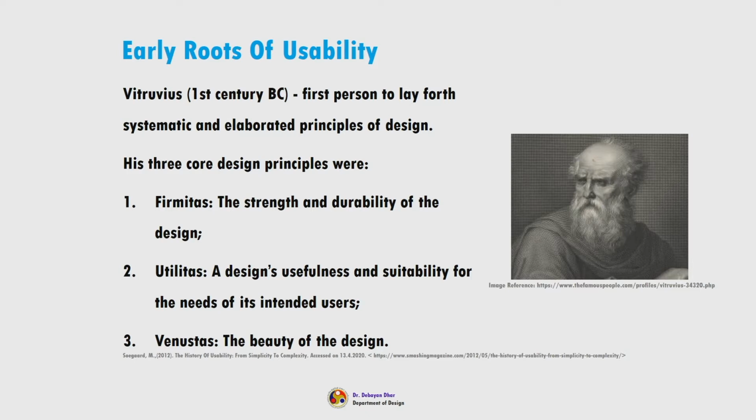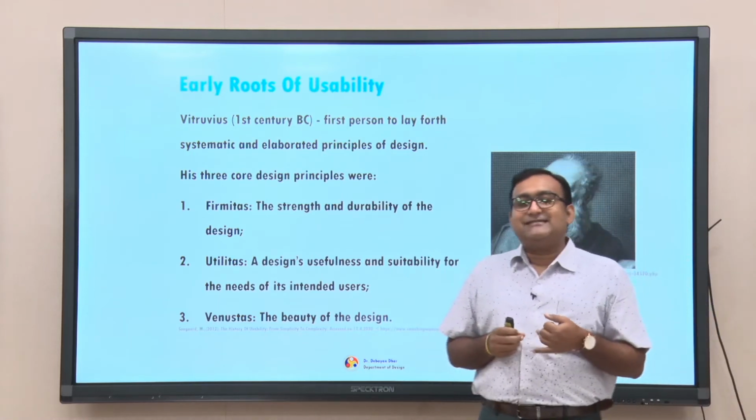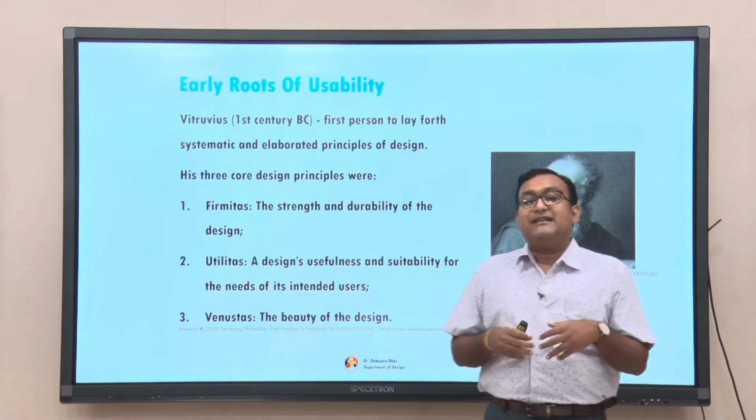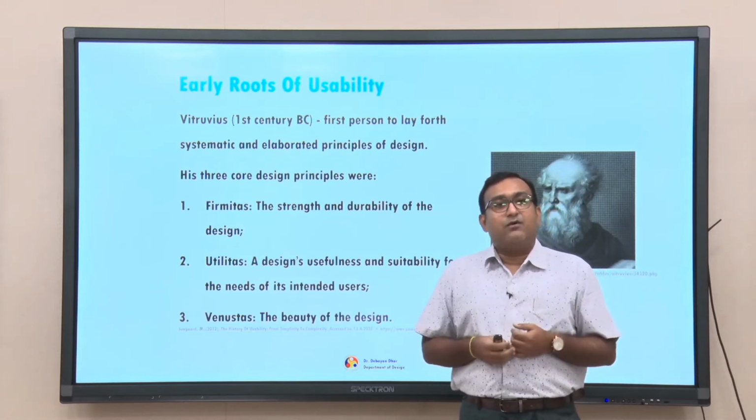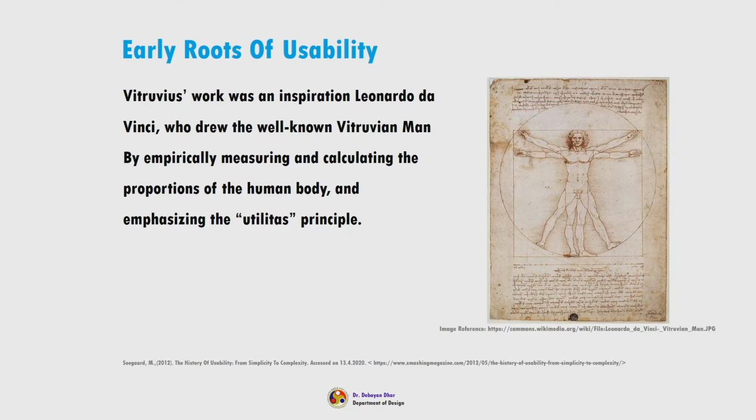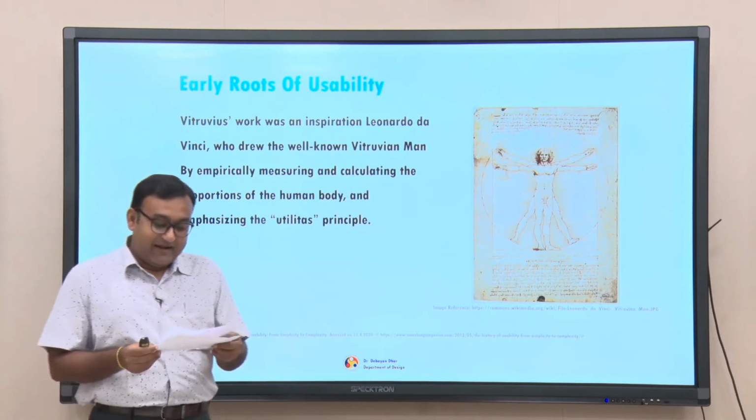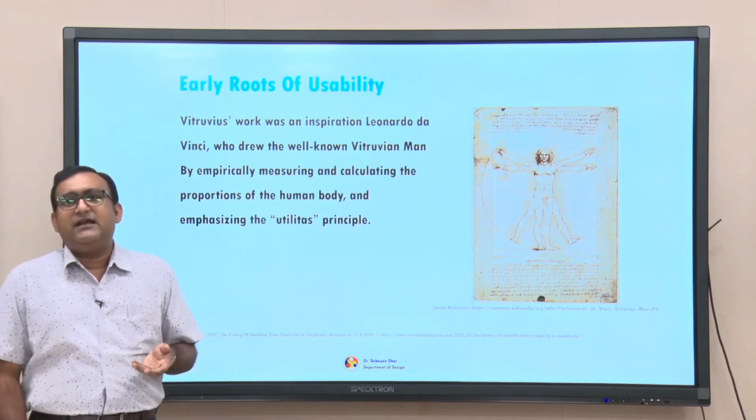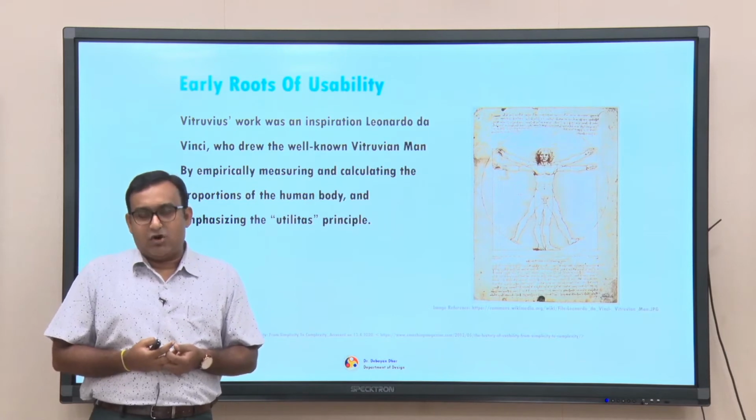Now, by firmitas, he meant the strength and durability of the design. By utilitas, he meant a design's usefulness and suitability for the needs of its intended users. And third, venustas, he meant the beauty of the design. From Vitruvius, you can now see in the literature or in history that his philosophies have a direct relationship to the work done by Leonardo da Vinci, an Italian engineer, scientist, painter, sculptor, architect, what not. He can be classified as a human being who excelled in every sphere of discipline and knowledge.